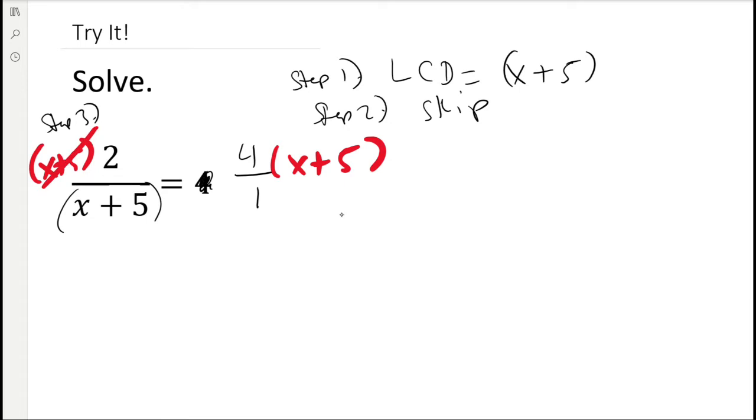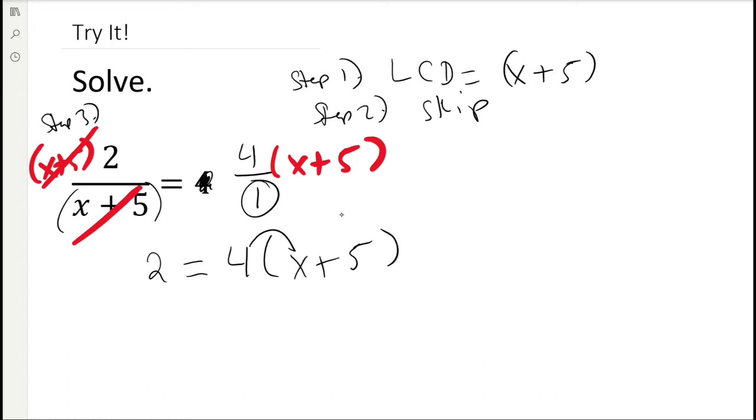In which case the x plus 5 cancels on the left side, but it does not on the right. So we're left with 2 equals 4 times x plus 5. Again, we could ignore that 1 there. It doesn't really do anything for the problem. So we're going to go ahead and distribute the 4. We get 2 equals 4x plus 20.